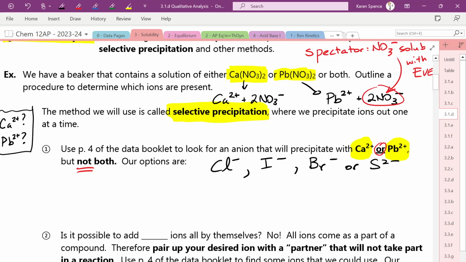Which one do you want to pick? Cl, excellent. We'll choose Cl. But you could choose anything else.